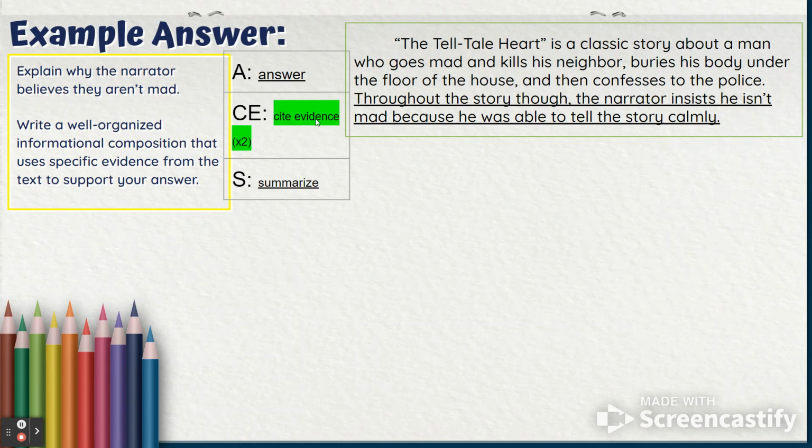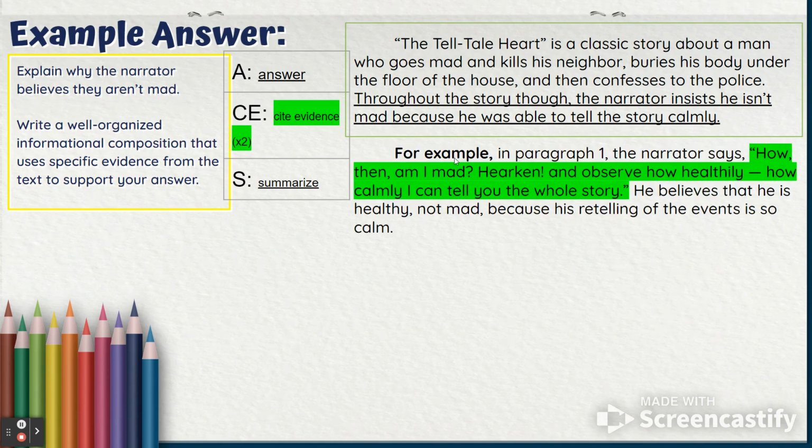Now I need to cite evidence. For example, in paragraph 1, the narrator says, quote, "How then am I mad? Hearken and observe how healthily, how calmly I can tell you the whole story." Quote, "He believes that he is healthy, not mad, because his retelling of events is so calm." So here I have given you a quote, and I have explained how that quote proves my answer. Now you'll notice you have to do this twice.